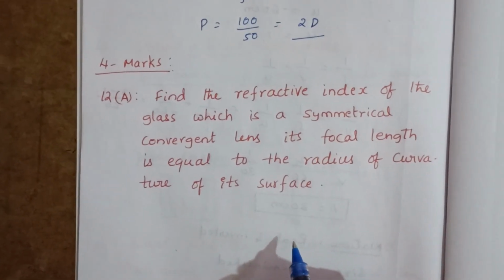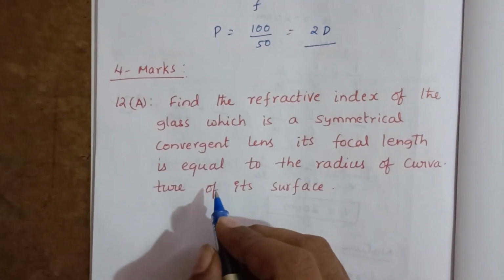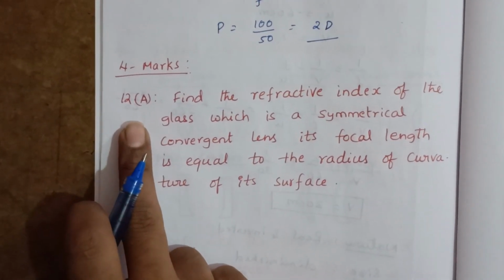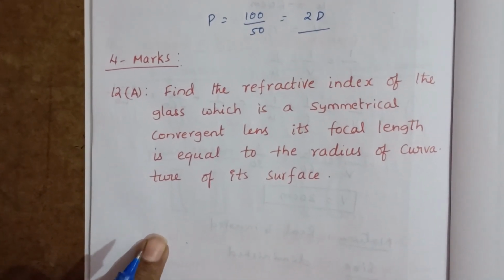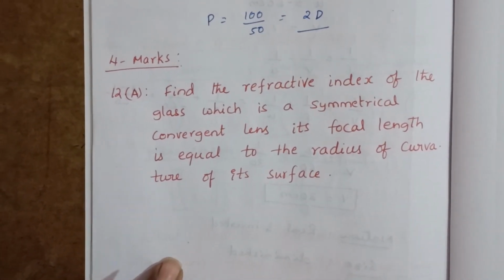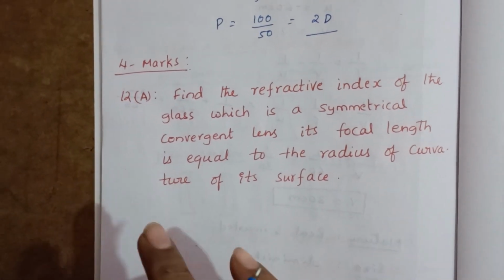Next question, 4 more questions. In the 4 more questions, the first question has an internal choice. One is physics, the next one is chemistry. The 13th question is physics, the 14th question is chemistry. So any 3 you should write.